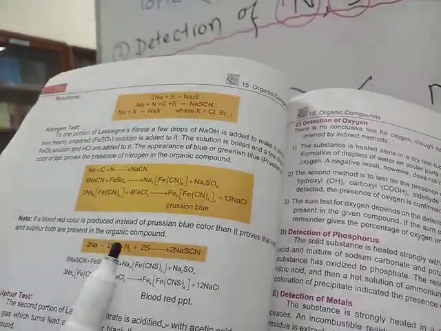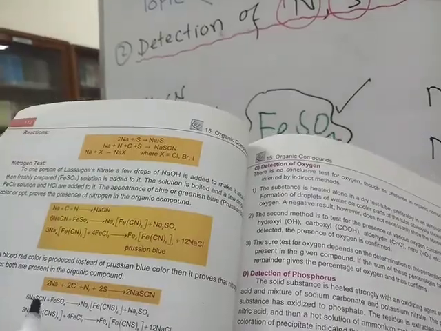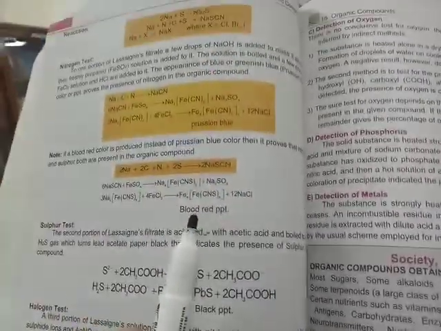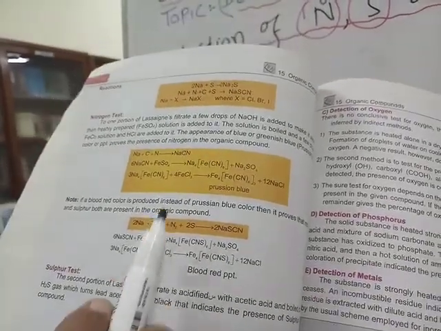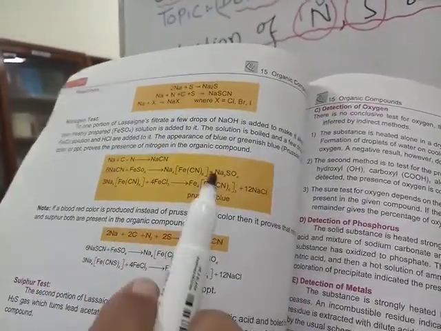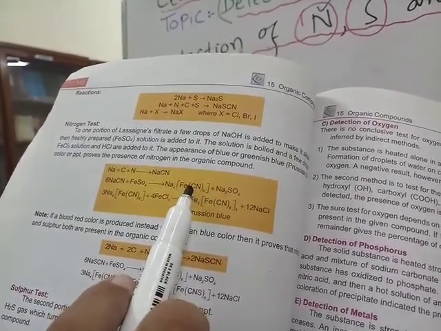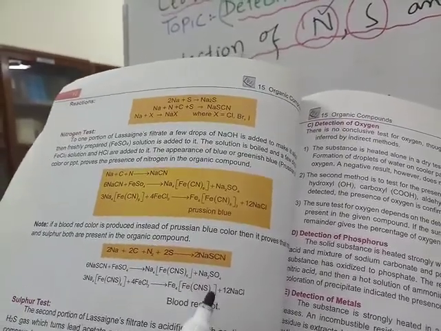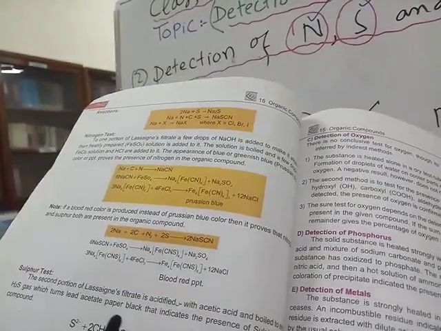But if a compound has both sulfur and nitrogen, then we will not get Prussian blue color, but we will get blood red color. And the difference between these two reactions is just that in the above reactions where we were detecting nitrogen, cyanide was there, here thiocyanide, SCN, is present instead of CN, while the rest of all reactions are the same.